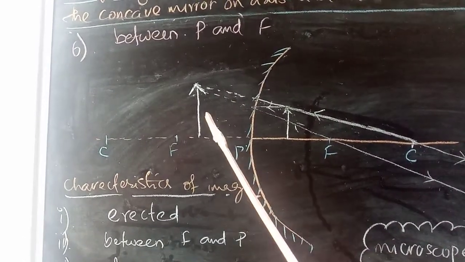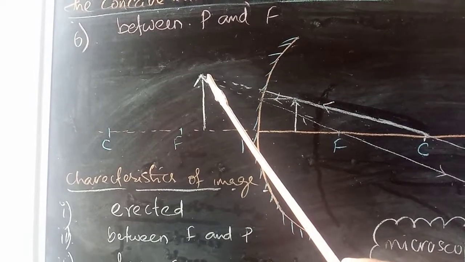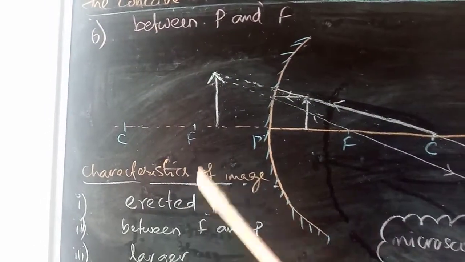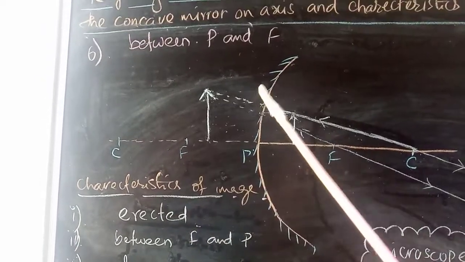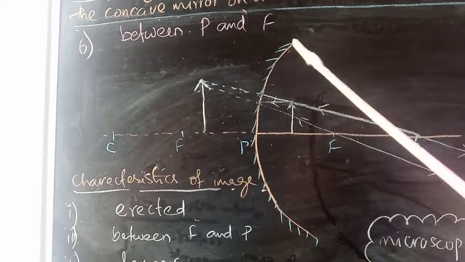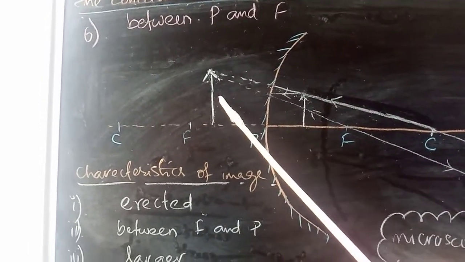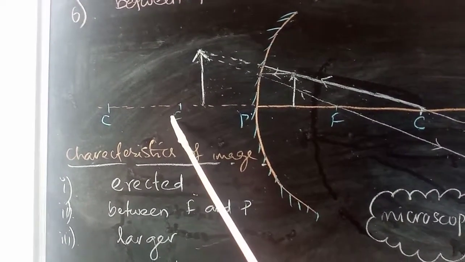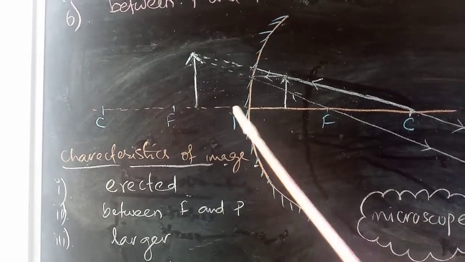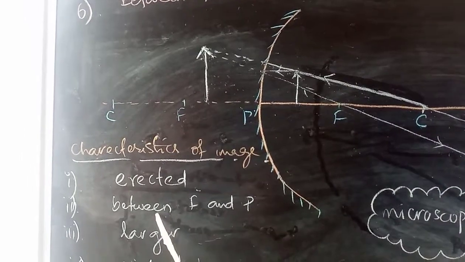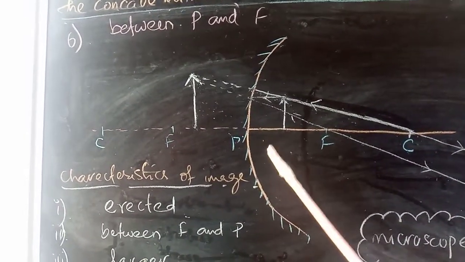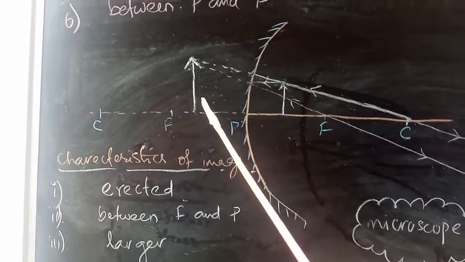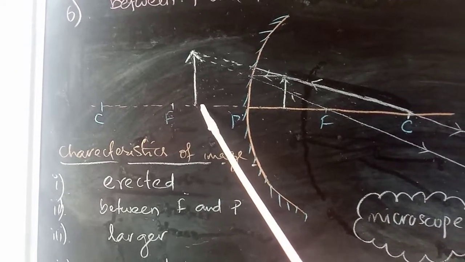So what are the characteristics you will observe here? The image is not inverted, it is erect, the same as the erect object. That is the first characteristic. So when the object is between P and F before the concave mirror, the image is not inverted, it is erect. The second characteristic is that the image is always formed between F and P. You can observe here the object is between P and F, and the image is also inside, between F and P, and it is much larger compared to the object, and you cannot catch this image on the screen.